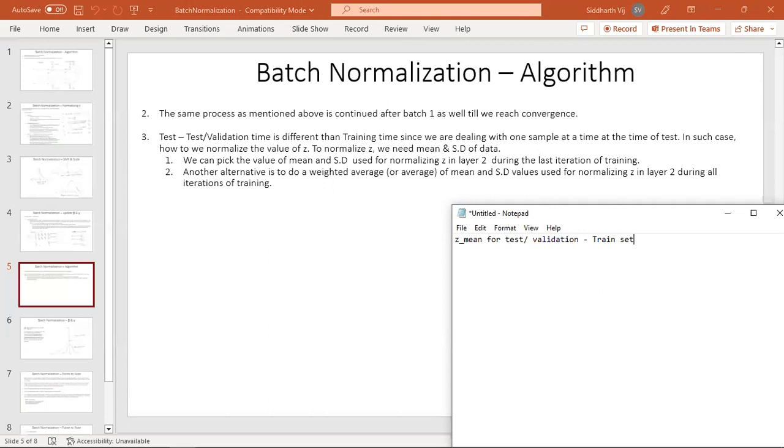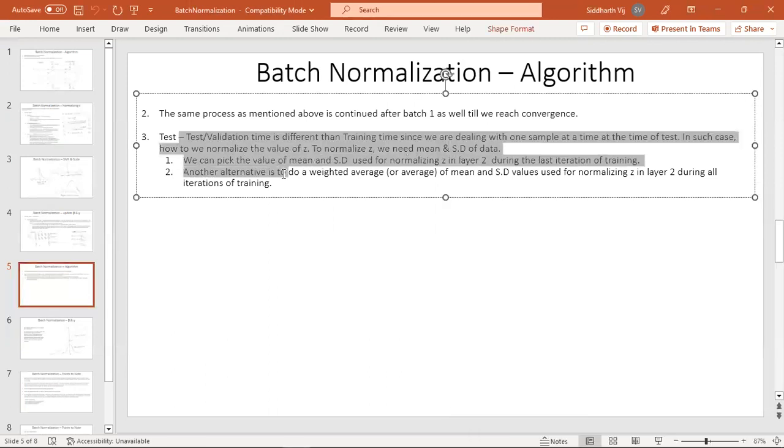The other approach is, if you do 10 iterations in the train time, during each iteration you save the value of the Z mean and Z standard deviation in an array. So by the end of 10 iterations, you would have 10 values of Z mean and 10 values of Z standard deviation. Then you do a weighted average on top of these mean and standard deviation values to find one common value of Z mean and Z standard deviation, and use that mean and standard deviation to compute the values of normalized Z during the test time or the validation time. That is what is written in this step here.